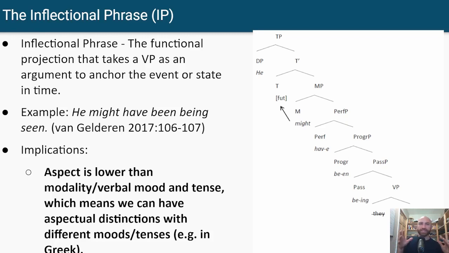So the idea here is that tense is the last thing to be formed, the last functional category to combine with the verb. And that accounts well for the data we see in English and also the data we see in Greek, because you may or may not have tense in any given verb in Greek, but you do have aspect, right? So aspect seems to be closer to the verb logically.